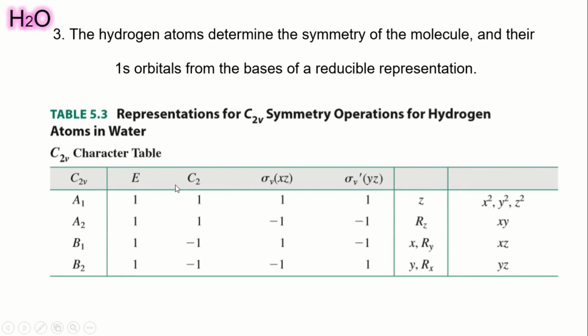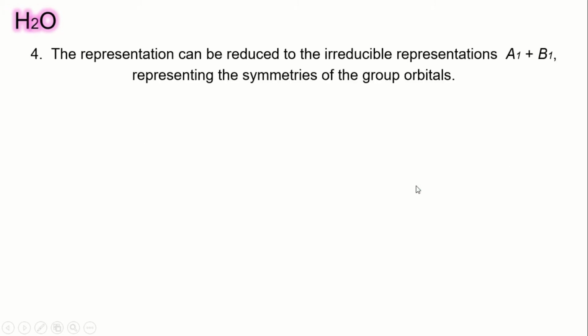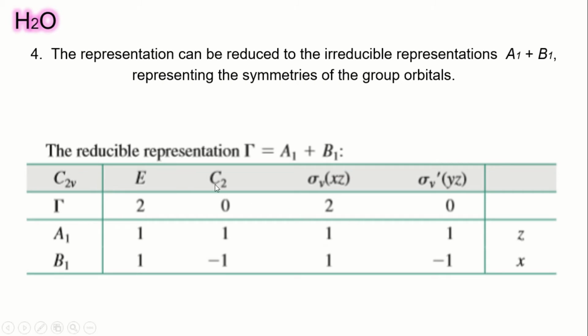Okay, so the E operation leaves both hydrogen orbitals unchanged for a character of 2. The C2 rotation interchanges the orbitals, so each contributes 0 for a character of 0. Reflection in the plane of the molecule leaves both hydrogens unchanged for a character of 2. And reflection perpendicular to the plane switches the two orbitals for a character of 0. This is summarized in this table. So the representation can be reduced to the irreducible representation A1 plus B1, representing the symmetries of the orbitals, as can be seen here.